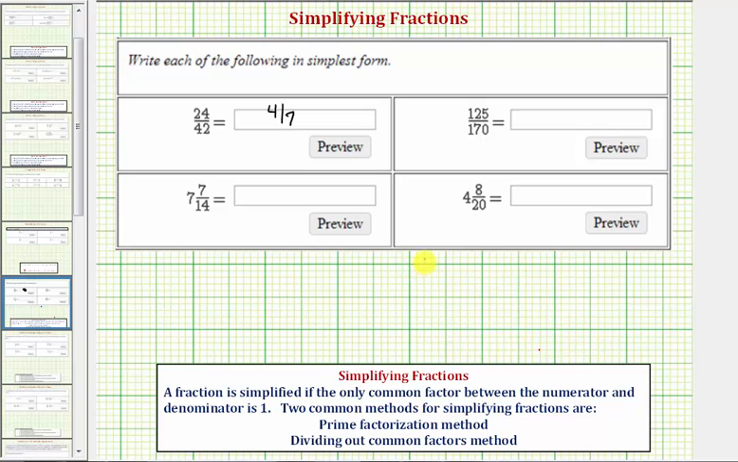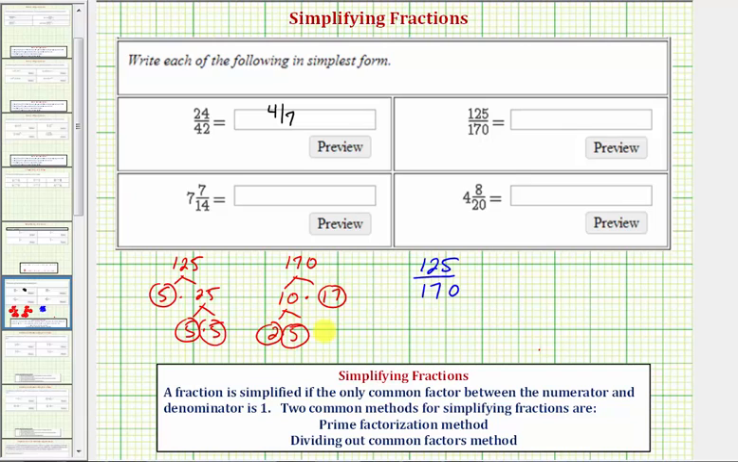Next we have 125 divided by 170. So using the prime factorization method, we want to find the prime factorization of 125 as well as 170. For 125, we'd have 5 times 25. 5 is prime, and 25 is equal to 5 times 5, both prime. For 170, let's start with 10 times 17. 17 is prime, and 10 is equal to 2 times 5, both prime. So we'll write out the prime factorizations. For 125, we have 5 times 5 times 5. For 170, we have 2 times 5 times 17.